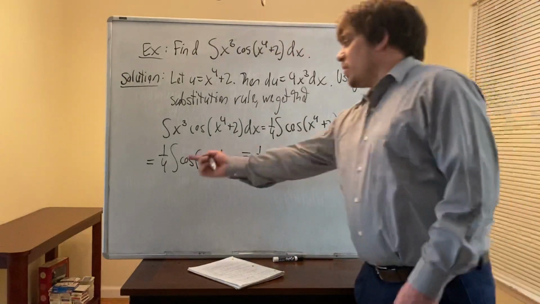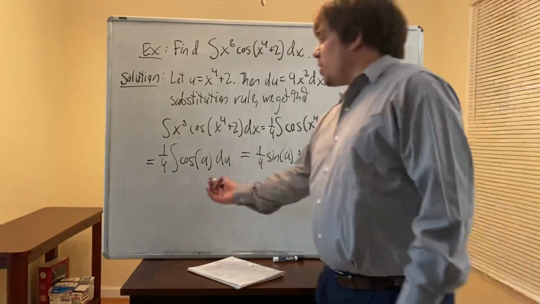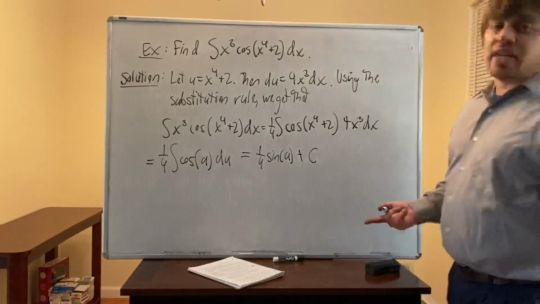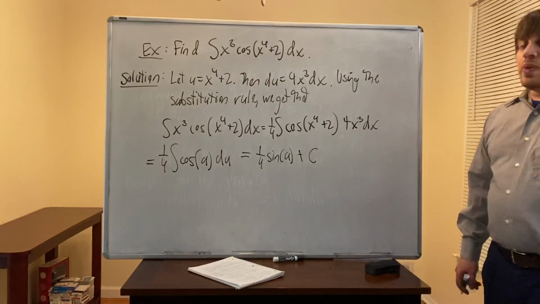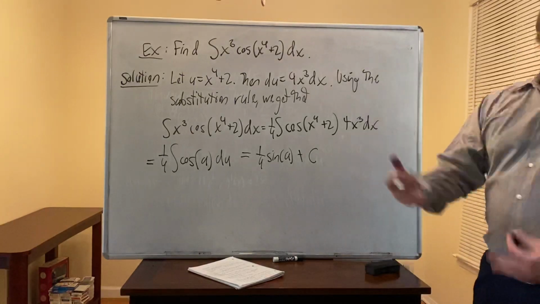Technically, it's 1/4 times, in brackets, sine of u plus c. But if you multiply the constant you're adding by 1/4, you get another constant. And so it would be a waste of time to multiply the constant you get by 1/4 and then add it by a different constant.